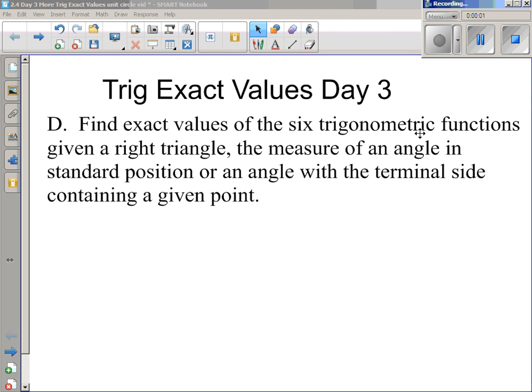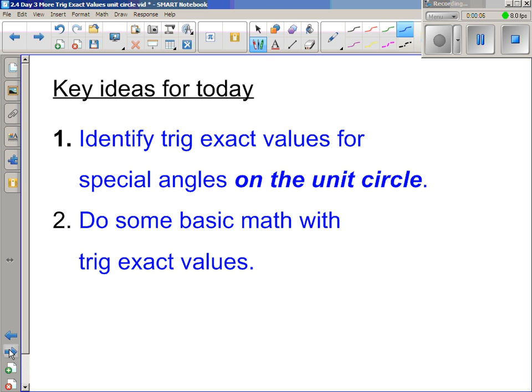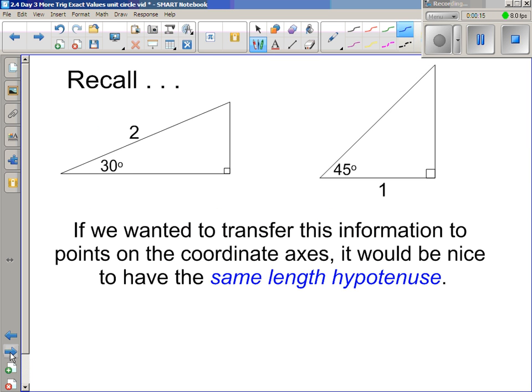Hello and welcome back to day 3 of trig exact values. We're going to continue to look at those special triangles, but we're going to go ahead and put those on something called the unit circle, or create the unit circle. And in addition, we'll do some basic math, adding and squaring of these trig ratios.